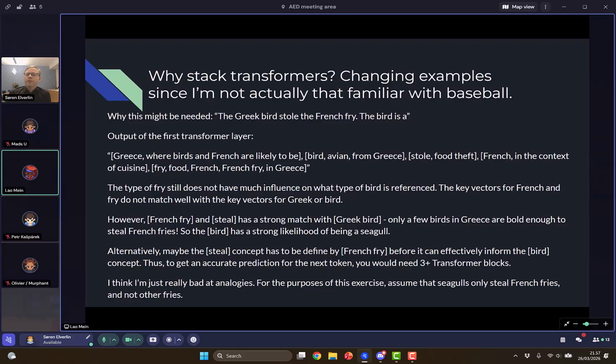You have to keep going down the layers, because at the end of the first transformer block, you only get to French fry, but you need French fry in order to unlock the concept of a bird that is bold enough to steal a French fry, as opposed to curly fries, which I guess any bird can steal. It's a really bad analogy, but I couldn't find a better one. I'm really sorry about this. So yeah, go on.